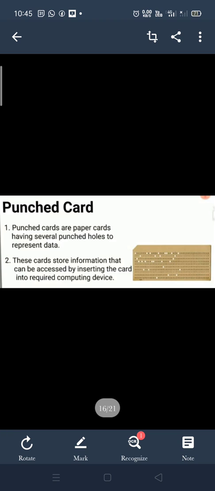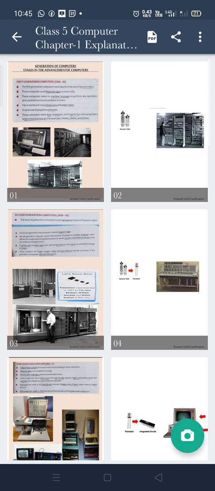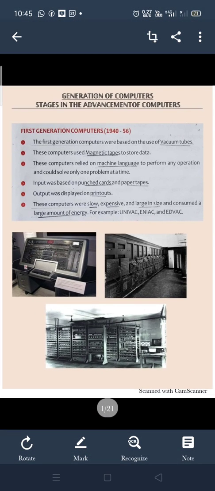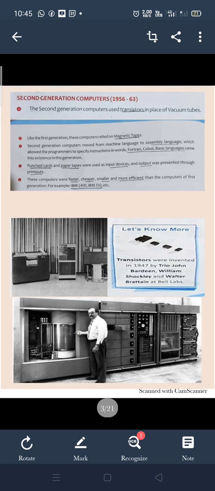Now in the next generation, hard disks were used. These are called magnetic disks. I just wanted to show you the picture so that the idea is very clear in your mind. So these were the first generation computers, very big in size, very expensive. A general person or layman could not afford them. These were only used by the experts.